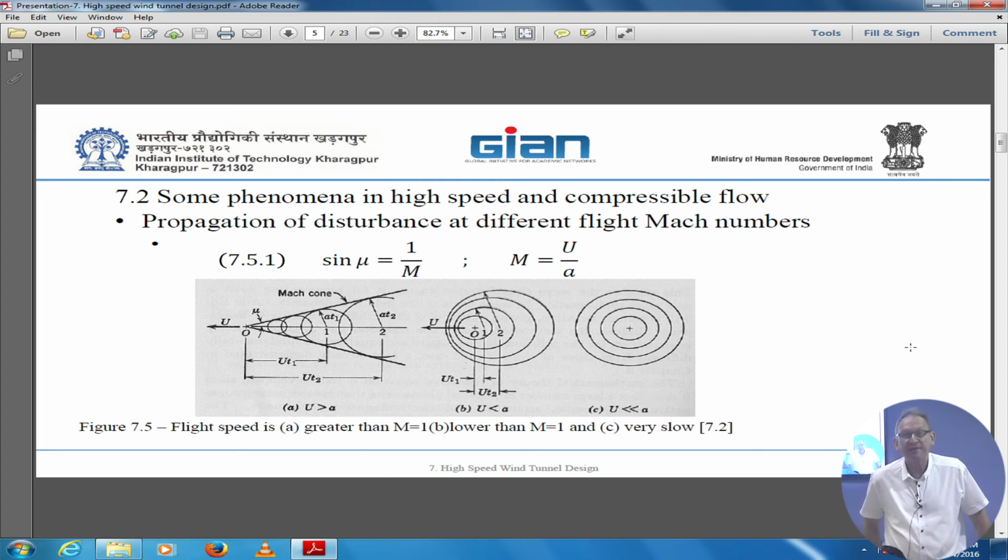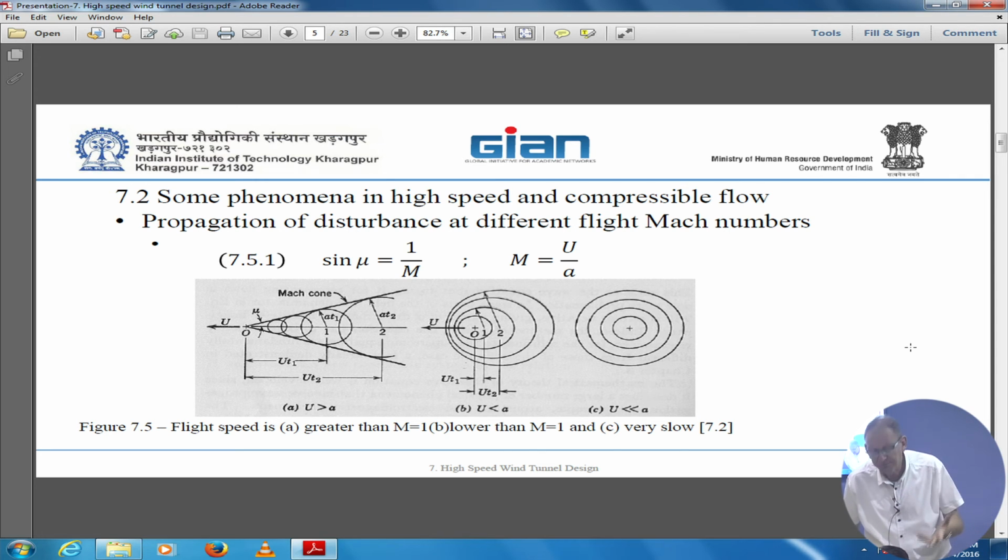What happens is, any air vehicle or anybody that is moving in the air will create a disturbance, an acoustic disturbance. As long as it is moving below the speed of sound, the disturbance will disperse, nothing happens, everything is nice, like when you throw a stone in the water and you see these nice circles coming out.